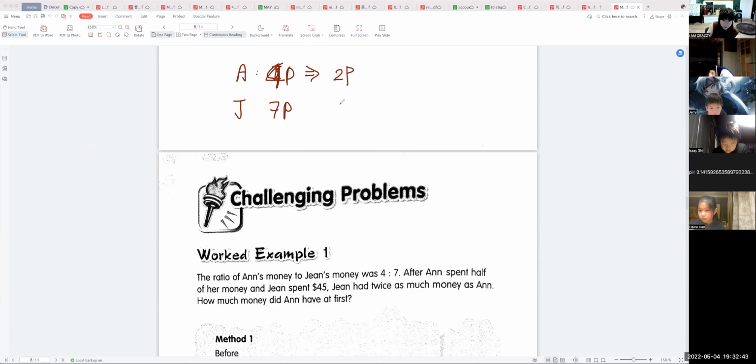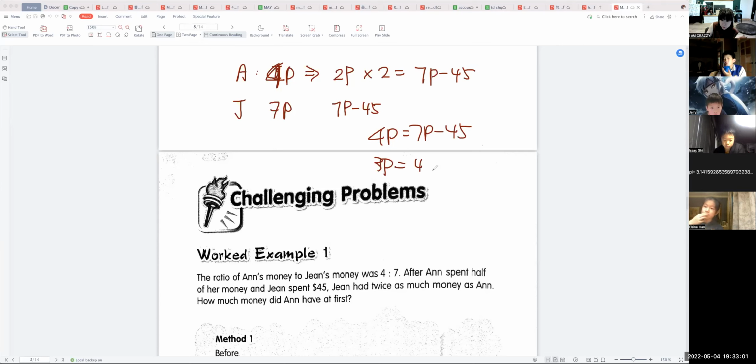And Jane spent $45, so 7p minus $45, right? Jane had twice as much money as Annie. So Annie times 2 equals Jane right now. Get it? So 4p equals 7p minus 45. So 3p equals 45. So p equals 15. So how much money does Annie have at the very beginning? 4 times 15 equals 60.